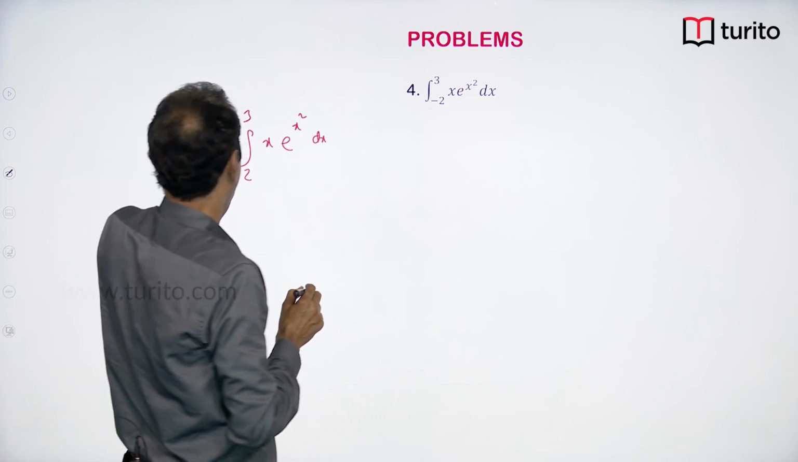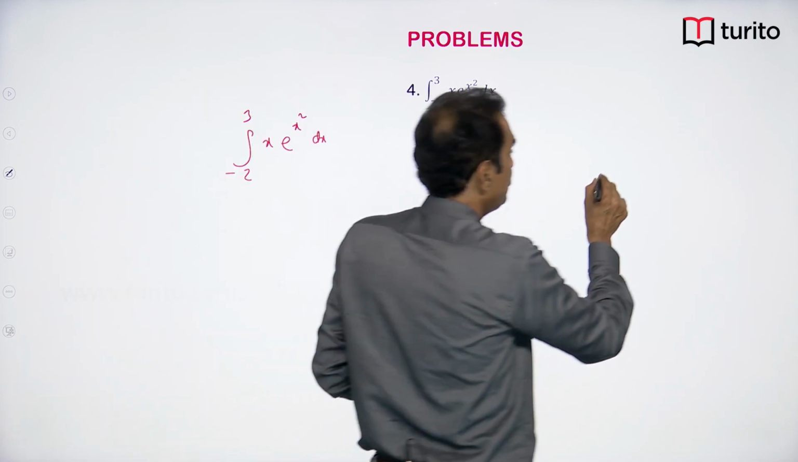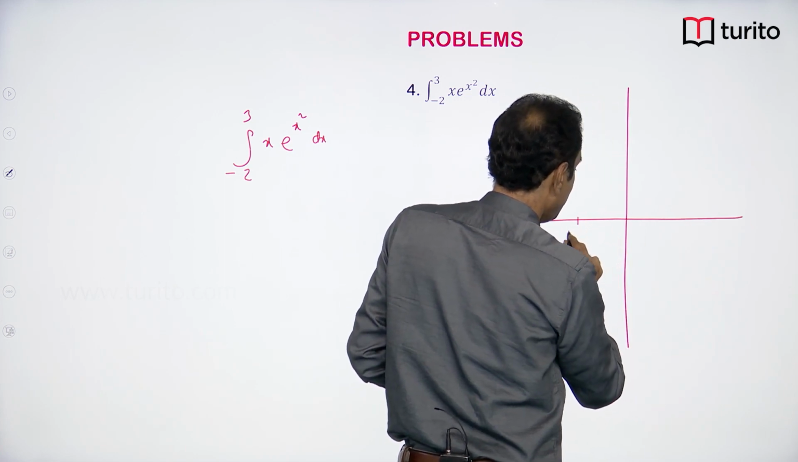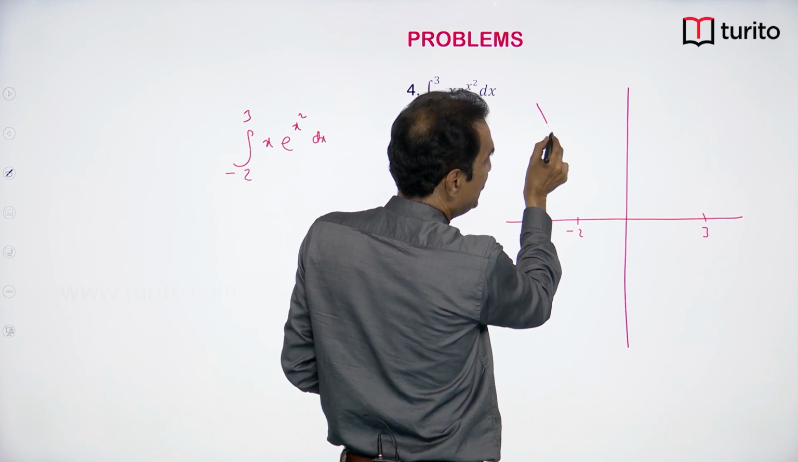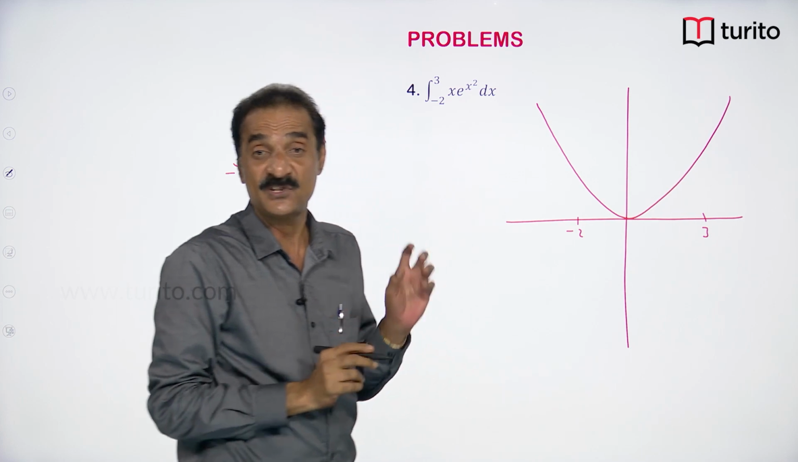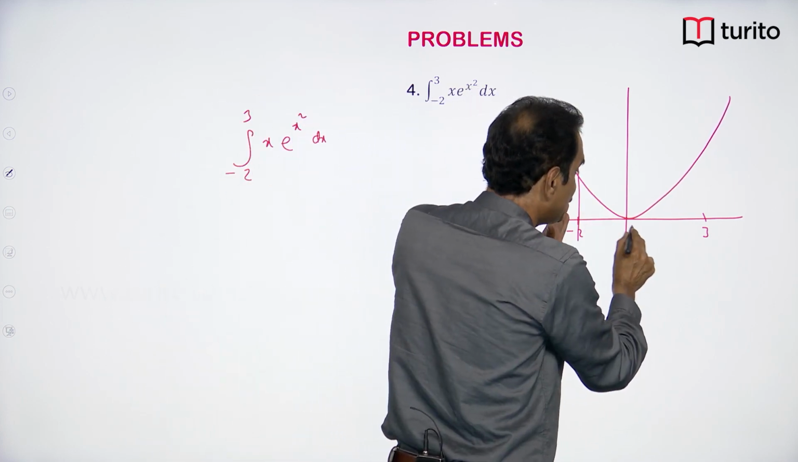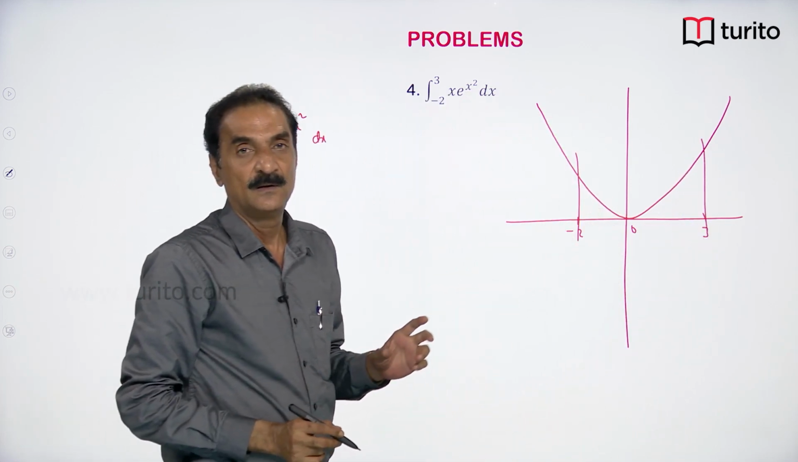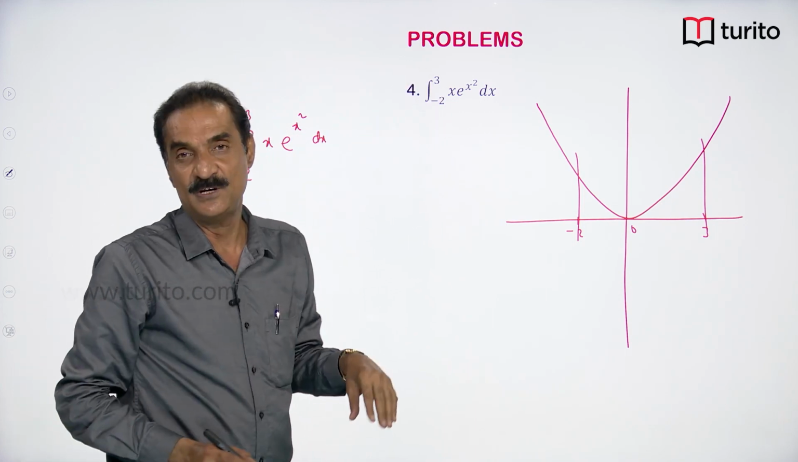But here in the interval -2 to 3, x square is not monotonic. In the interval -2 to 3, the graph of x square is this graph of x square. It is not monotonic, decreasing from -2 to 0, increasing in the interval 0 to 3. So, it is not advisable to substitute x square is equal to t.